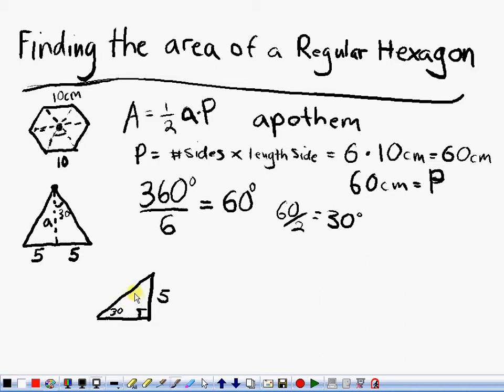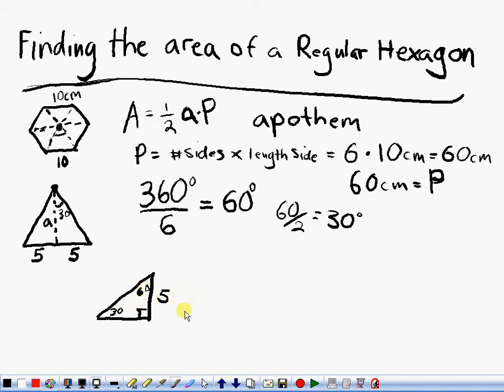So you could use trig to figure this out, or you can notice that this has a 30 degree angle and a 90 degree angle, so the other angle must be 60, therefore this is a 30, 60, 90 triangle. Aha! And every single time that you find the area of a hexagon, you're going to be using 30, 60, 90 triangles.